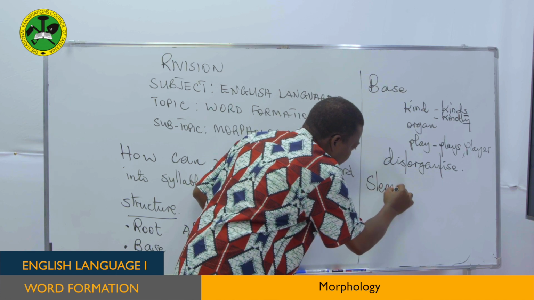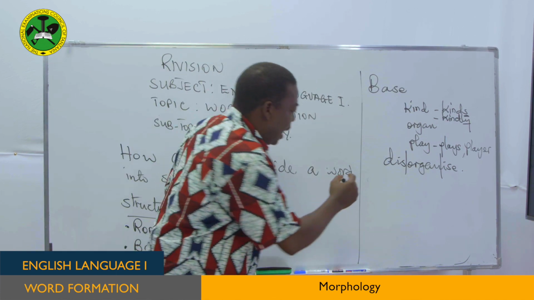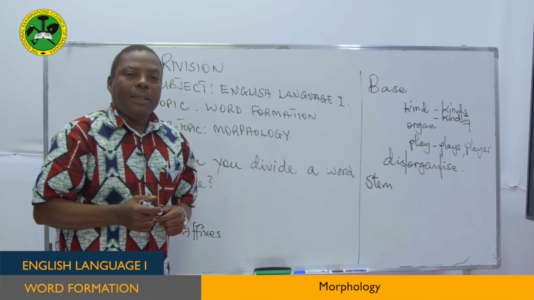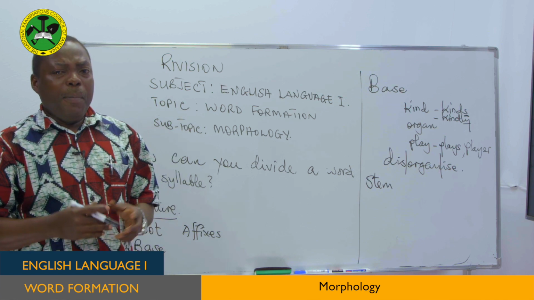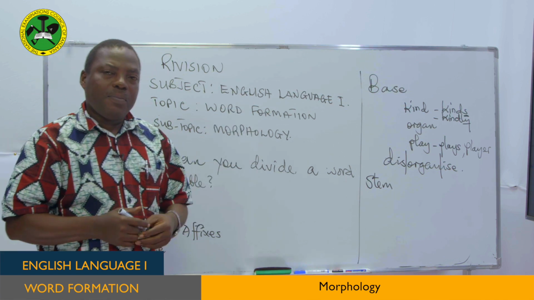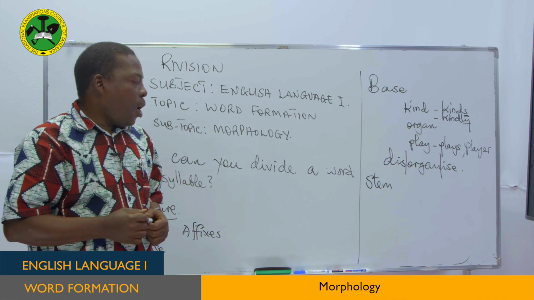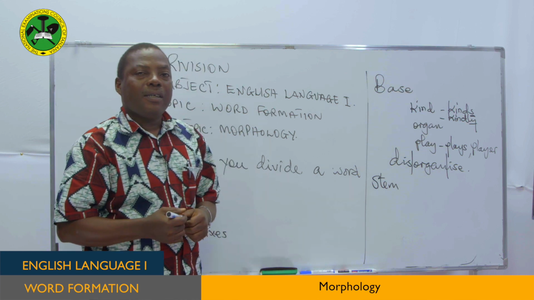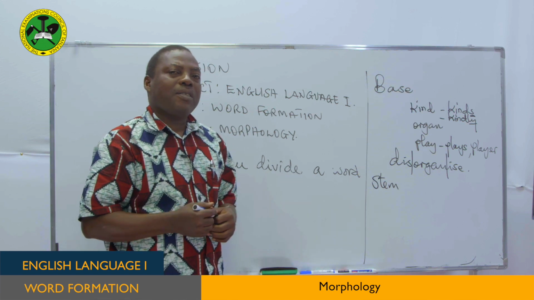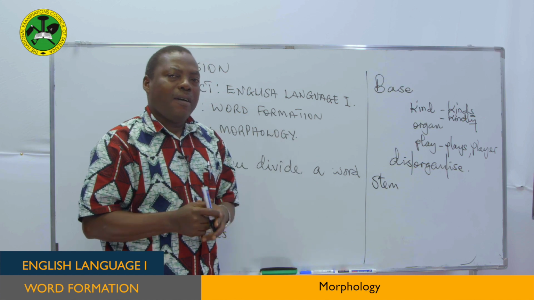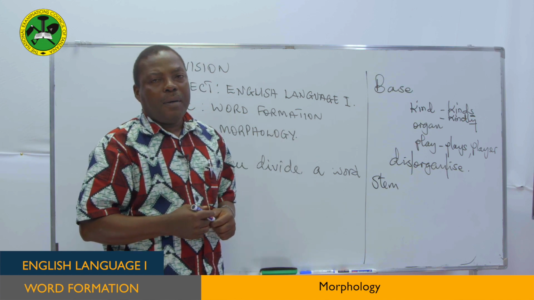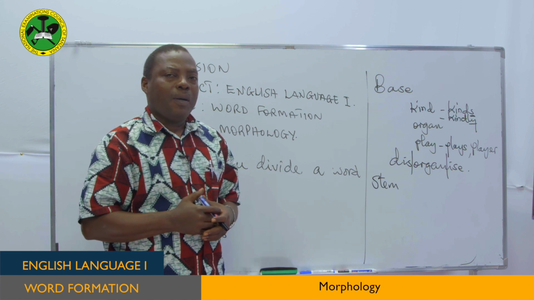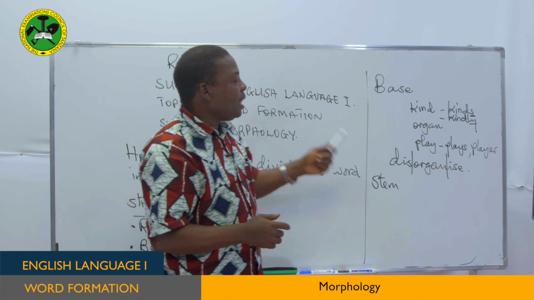Stem. Stem is a bit different from a base, where when you are to understand what a stem is, you also need to have words. But what part of a word forms a stem? So it's a word by itself that can be a stem. But how do you understand that this is a stem and not a base?